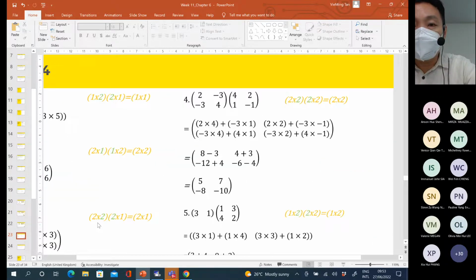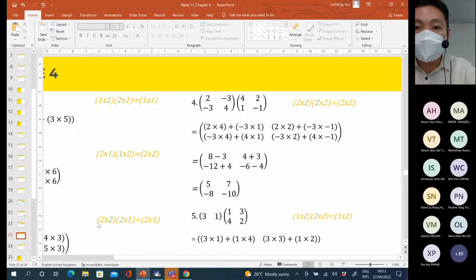Okay, this one I try to go slowly because it is slightly complicated for most of us. So I try to go slowly with more examples. Okay, now we move on to question number 4. Question number 4 also got 2 matrices and both have similar order, 2 multiplied 2. So confirm can multiply together because both matrices have the same number of columns and same number of rows. So confirm and get the answer. And then the final answer must be 2 multiplied 2 matrix.